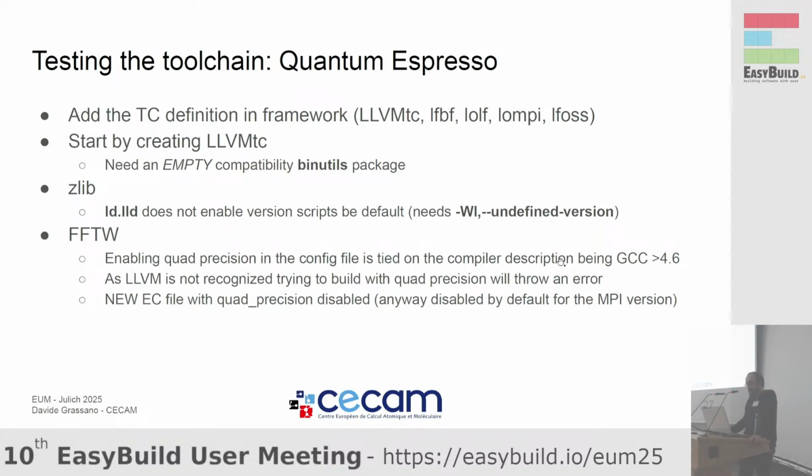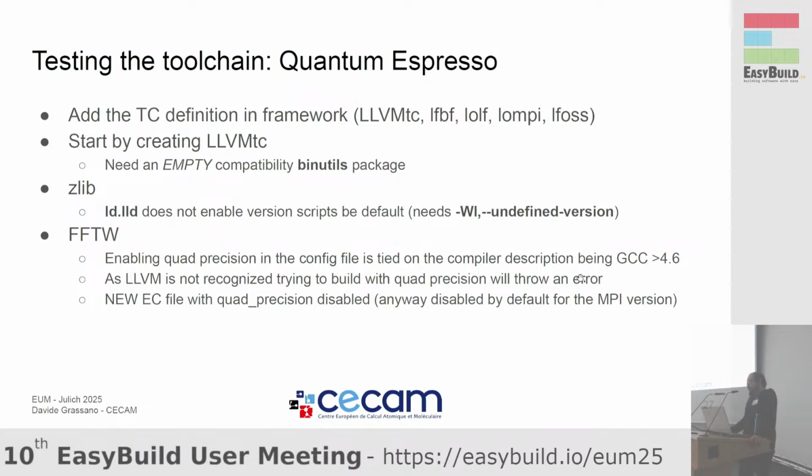The first problem we encounter, and this is a kind of problem that will probably be the most relevant for all the other packages, is related to the compiler definition. If you try to compile FFTW with quad precision, there is a check in the configure script that your compiler needs to be GCC greater than 4.6. Now you might say, we are using a very new version of LLVM built on top of GCC 13, so why are we not passing this check? It is because this is checking for GCC greater than 4.6, so when we get the compiler definition from LLVM, it does not match and fails this check.